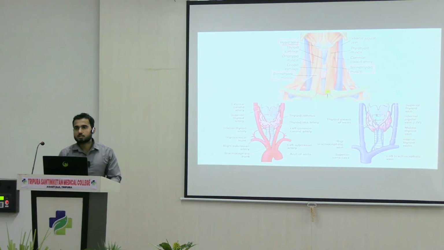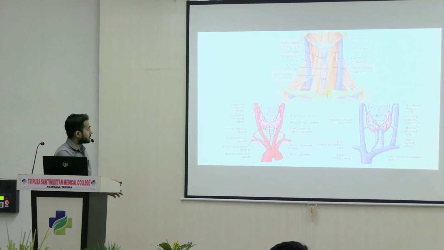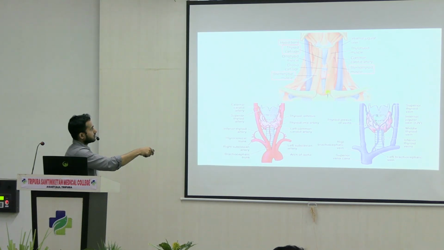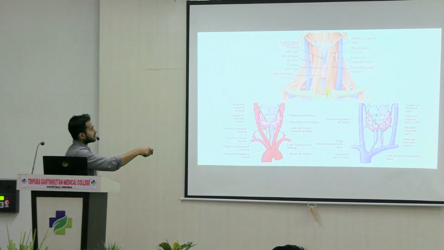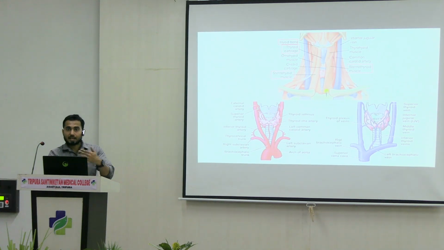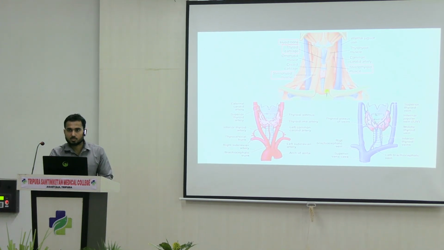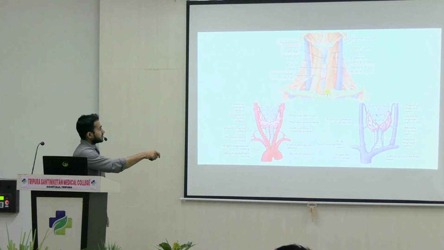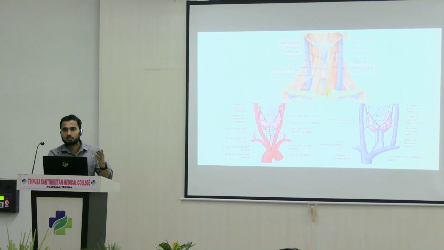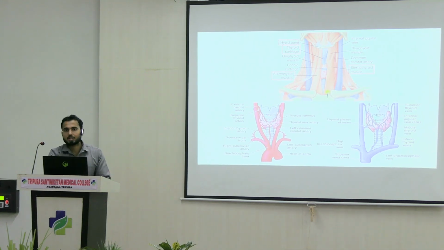Now here you can see the relations of the isthmus. Can you see the isthmus? See, this is the isthmus. Here you can see it is covered by the strap muscles. You can see over here the sternothyroid, and you can see the sternohyoid muscle. So these muscles are covering the isthmus from the anterior aspect. This will be the relation of the anterior surface. Posteriorly you can see the tracheal rings. Which tracheal rings will be present? Second, third and fourth tracheal rings are present posterior to the isthmus. So that will be the relation for the anterior surface and posterior surface.